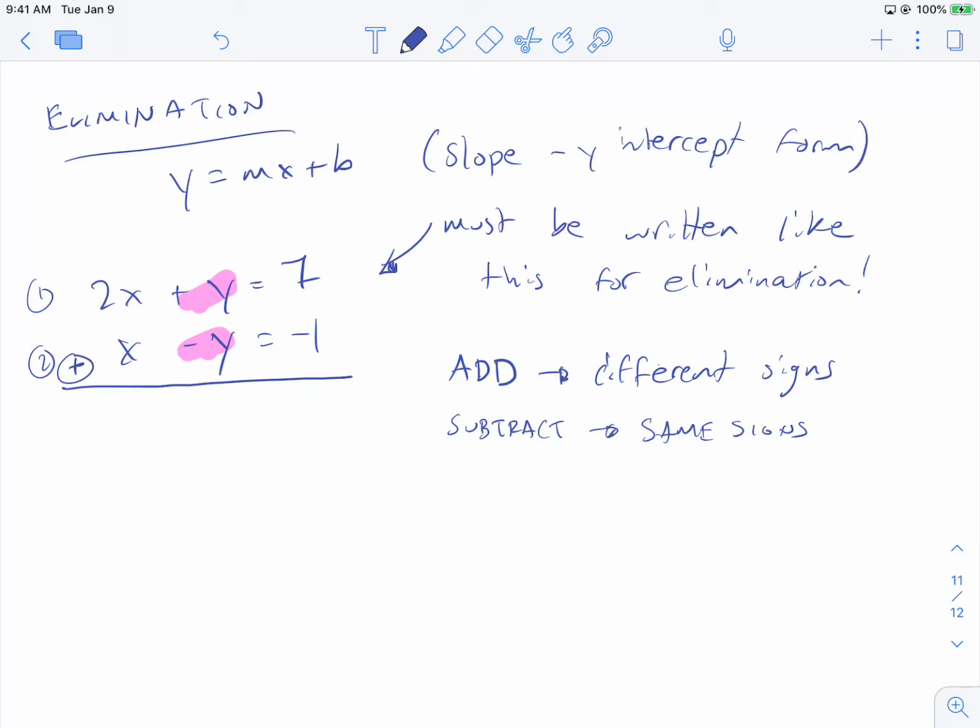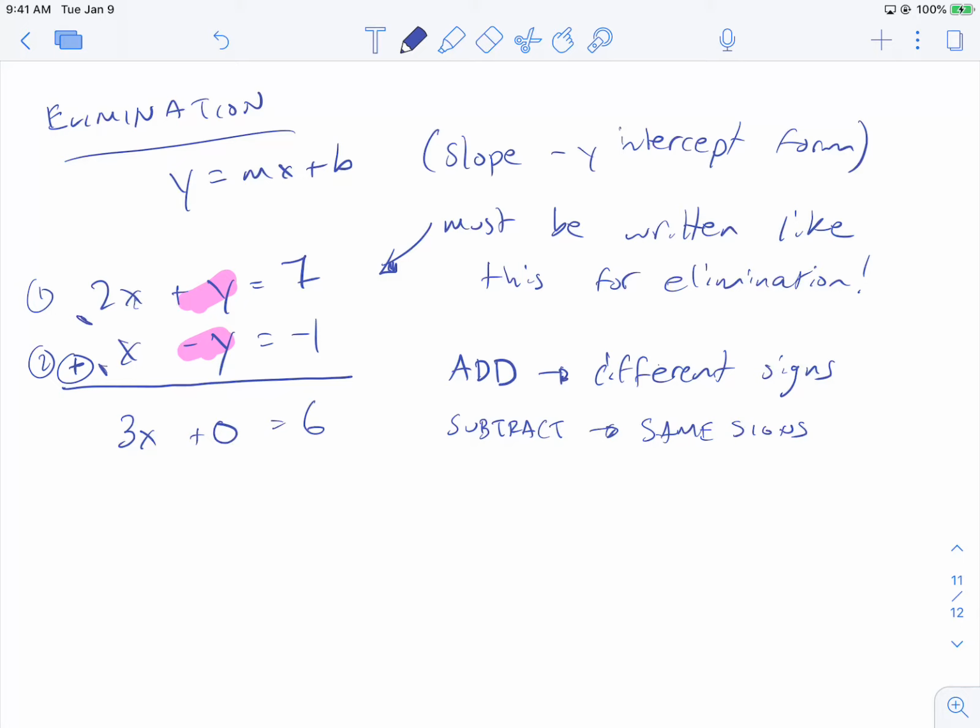And now you just add the columns. So I'm going to add 2x. So I'm going to add this one, and I'm going to add this one. 2x plus x, I get 3x. Positive y plus negative y, I'm going to get plus 0. And then 7 plus negative 1, I'm going to get 6.